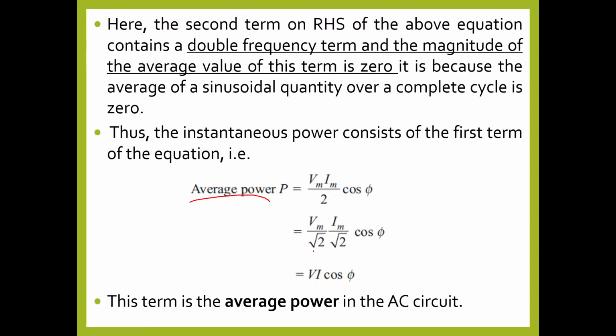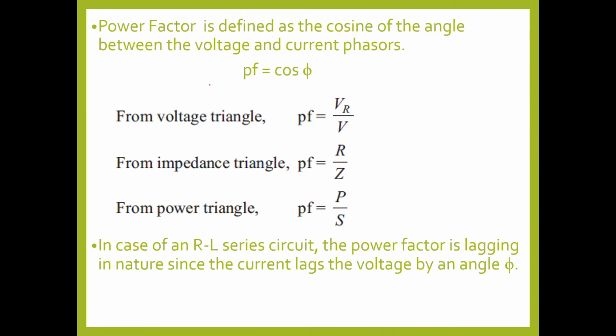2 can be written as root 2 into root 2. So Vm by root 2, Im by root 2. Vm by root 2 is V, Im by root 2 is I. So capital V and capital I are the RMS values. So the average power is VI cos phi for the RL circuit. And what about the power factor? Cos phi is nothing but the power factor.